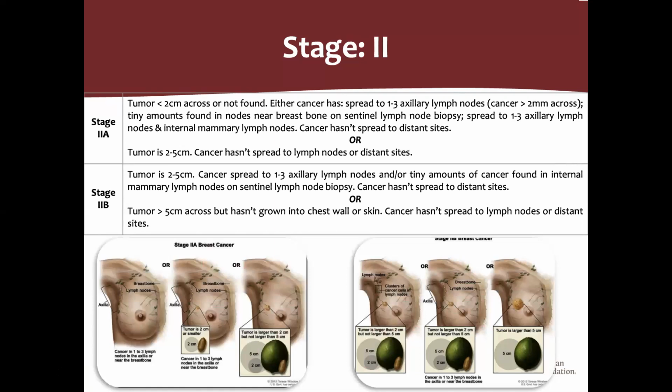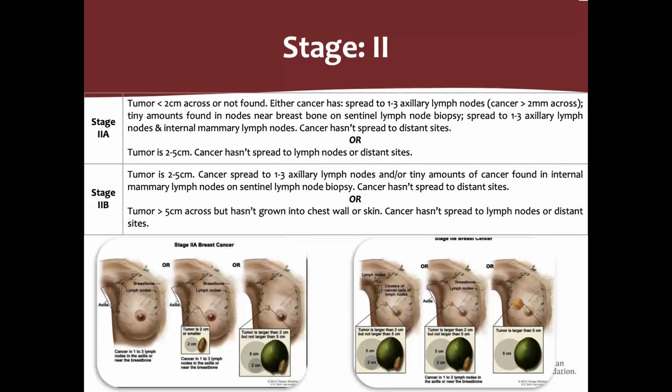There might be tiny amounts of cancer that are found in the nodes near the breastbone on that sentinel lymph node biopsy. And then going back to stage 2A, the cancer may have also spread to 1 to 3 axillary lymph nodes and internal mammary lymph nodes. And in all cases, the cancer has not spread to distant sites. Stage 2A may also be classified as the tumor being 2 to 5 centimeters. And again, the cancer has not spread to distant sites.